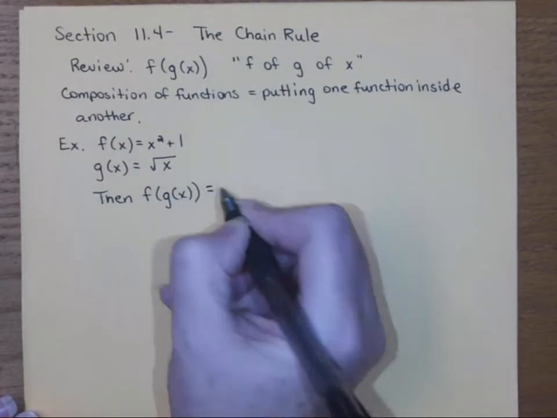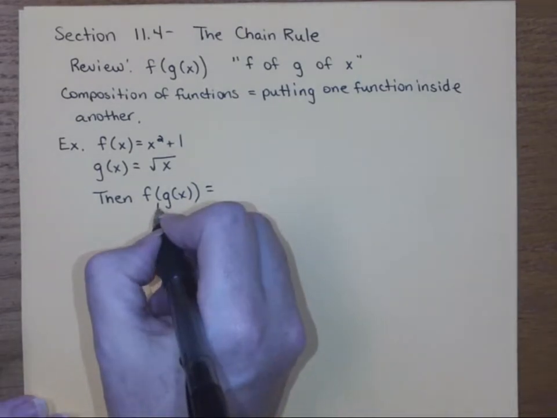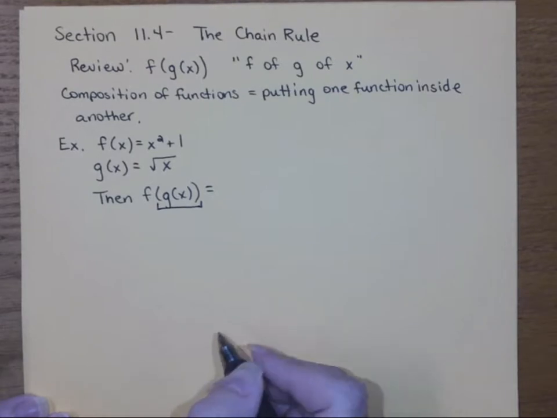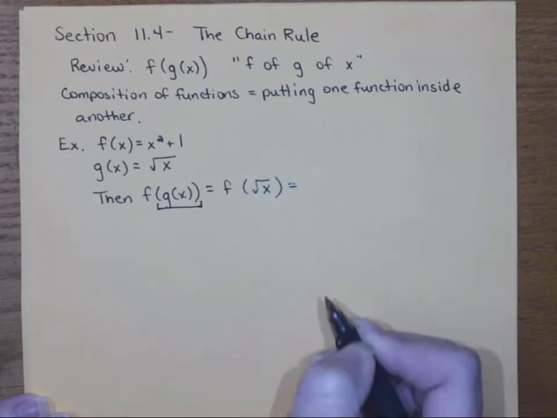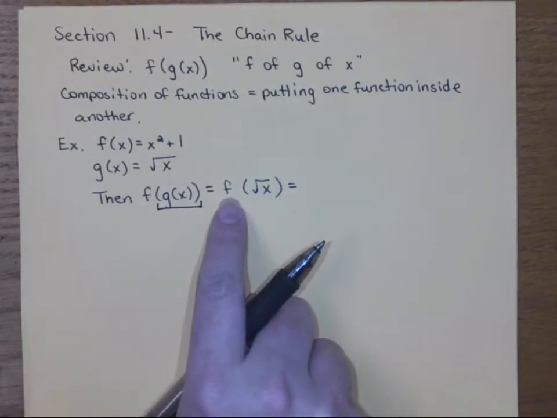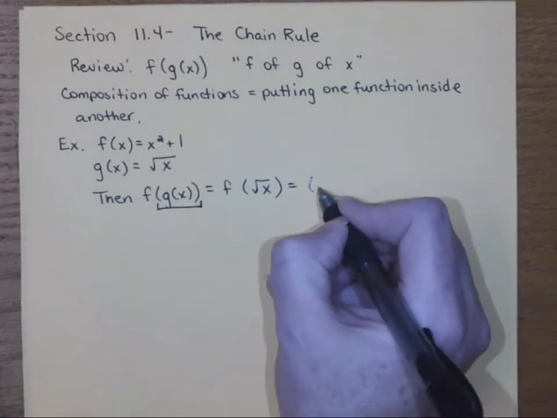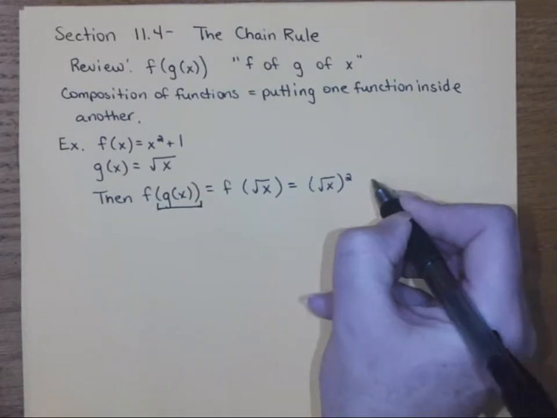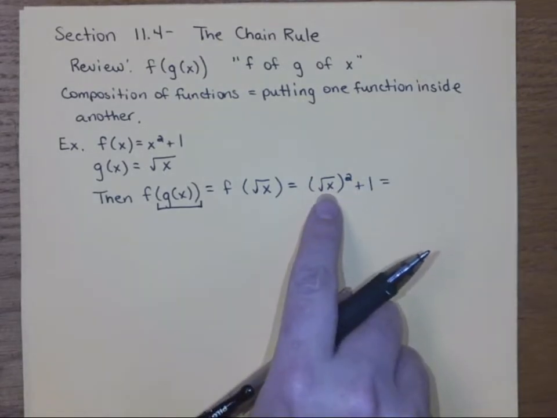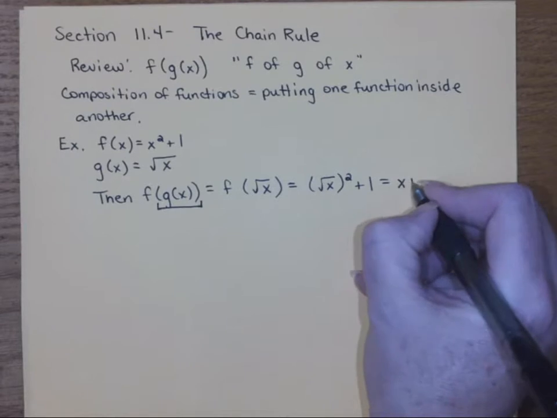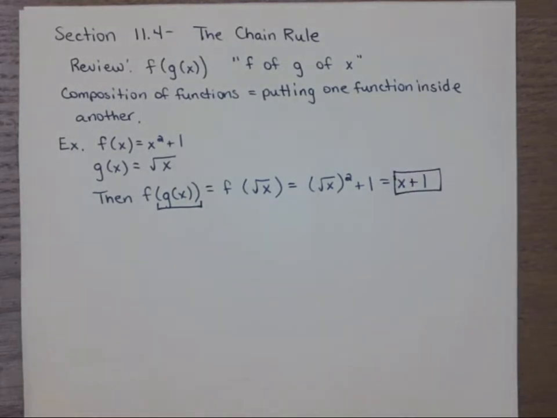Again, this is review from algebra. With composition of functions, you always start from the inside function, which in this case is g of x. So you would be finding f of the square root of x. This means go to your f equation and replace the x's with what's in the parentheses. So instead of x squared plus 1, we have square root of x, squared, plus 1. Notice these are opposite operations, so the square root of x squared is just plain old x. So f of g of x is x plus 1.